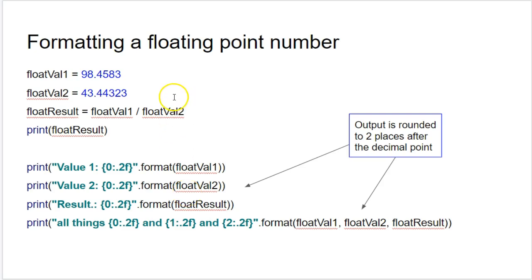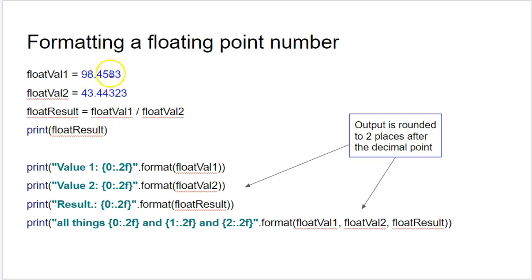Okay, next topic in my hodgepodge is formatting a floating point number, for example. So here are three variables, float val1, val2, and float result equals 98 point something, and so on. So if I print this out, I'm going to get that, and whatever the division is.